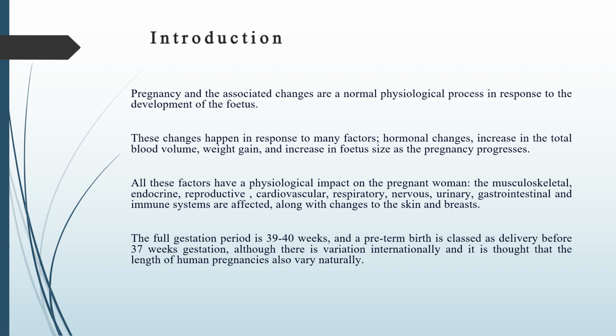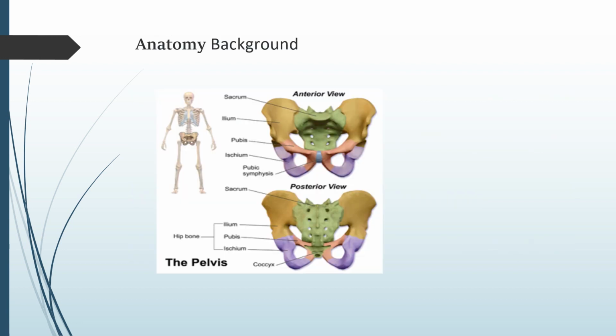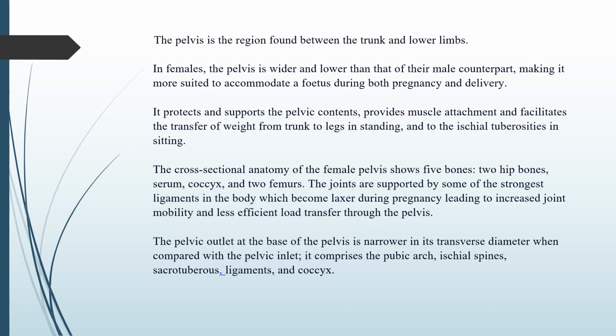Anatomy background. The pelvis, sacrum, pubis, ischium and pubic symphysis. The pelvis is the region found between the trunk and lower limbs. In females, the pelvis is wider and lower than that of their male counterpart, making it more suited to accommodate a fetus during both pregnancy and delivery.